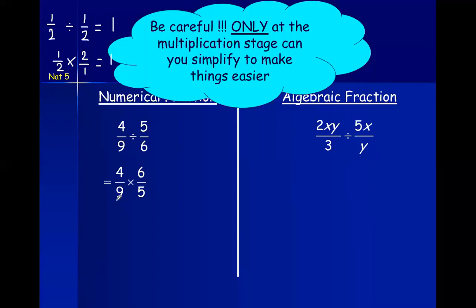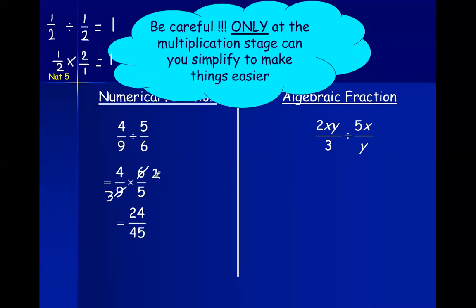So 4 over 9 stays 4 over 9. The divide becomes a multiply. The 5 over 6 becomes a 6 over 5. And now we can simplify. We've got a 6 and a 9 if we want. So I think in this example, they're going to do a 24 divided by 45. But here you could have just said, oh, I've got a 6 and a 9, so that's a 2 and a 3.